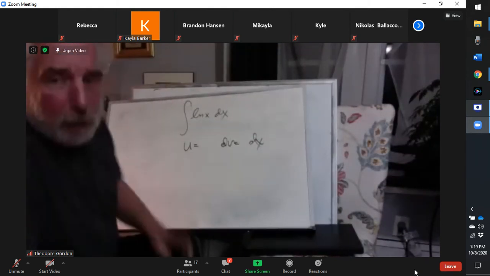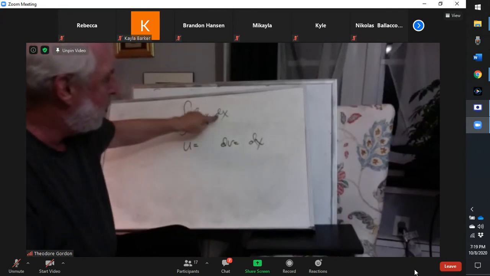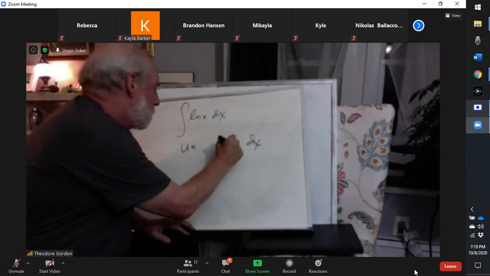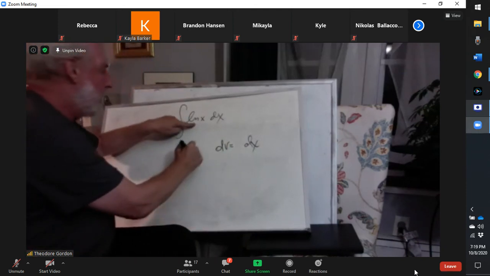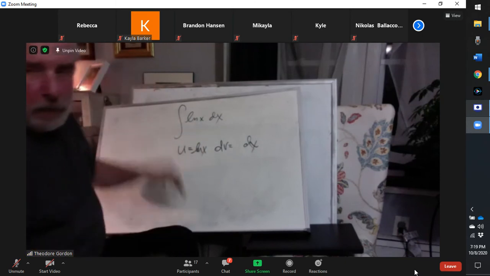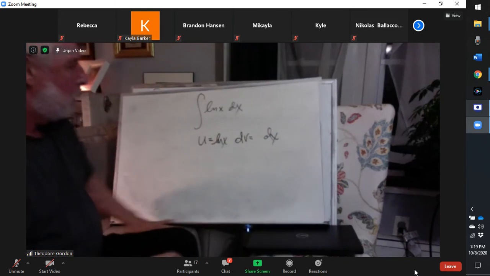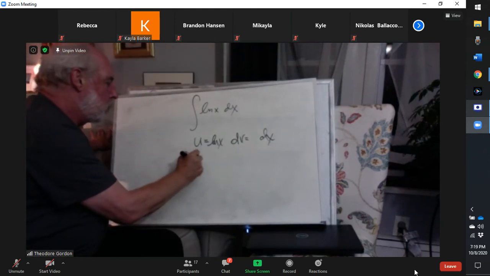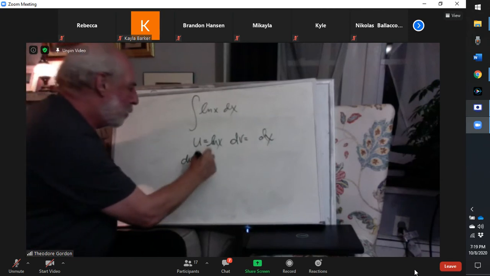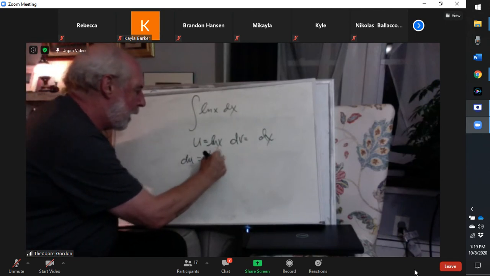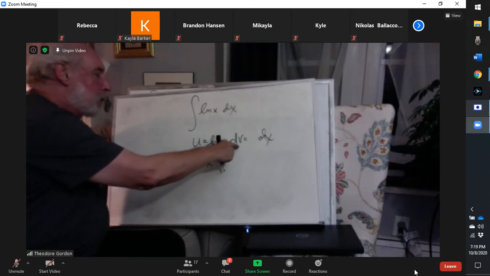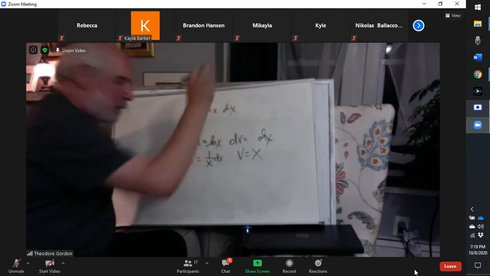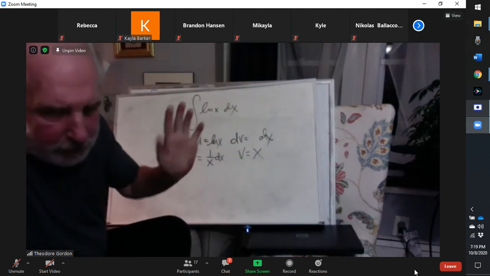Now, in this problem, there's no question. The dx has to go with the dv. That means the ln of x is the u. There's no choice here. Okay. The derivative of u is du. The derivative of ln of x is 1 over x, and don't forget the dx. The integral of dv is v, and the integral of dx is x, plus c, but that goes on later.